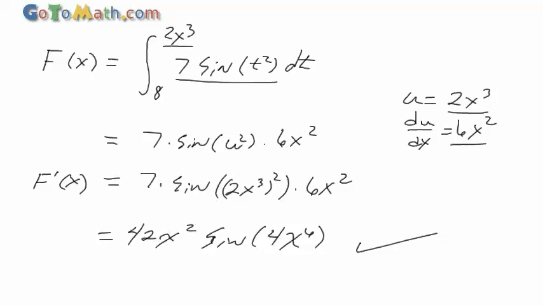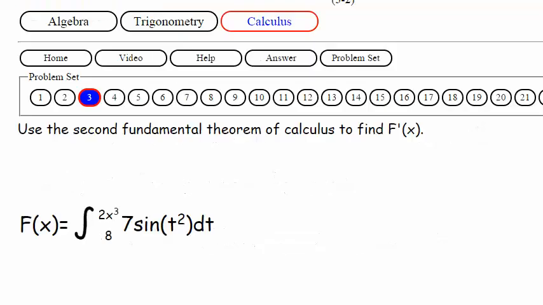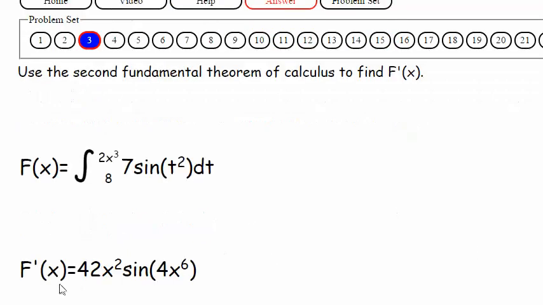If you want to kind of look at the explanation of what's going on here, you might want to try 2.2, I believe it is. So we got f prime of x equal to 42x squared sine of 4x to the 6th. Is that right? Because that's squared. That's 4. 2 times 3 times 2 is 6. Okay, that should be right.